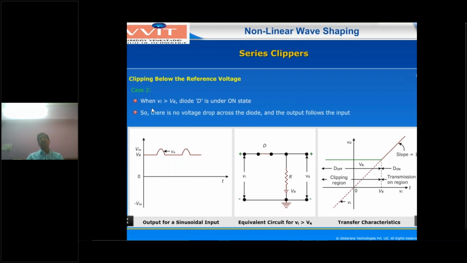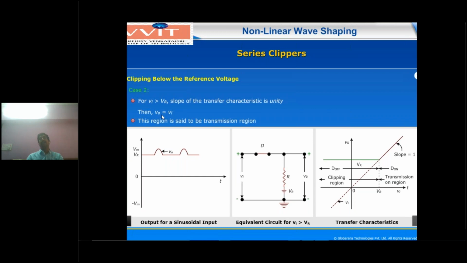So that's why whenever input voltage is greater than reference voltage, the diode will be in the on condition, and the input voltage is transferred to the output. In that condition, V0 equals Vi, with slope equal to 1. You have to see that this slope is equal to 1 whenever input voltage is greater than VR, the reference voltage. This is Vi, the input voltage on the x-axis, and the output voltage will be on the y-axis.